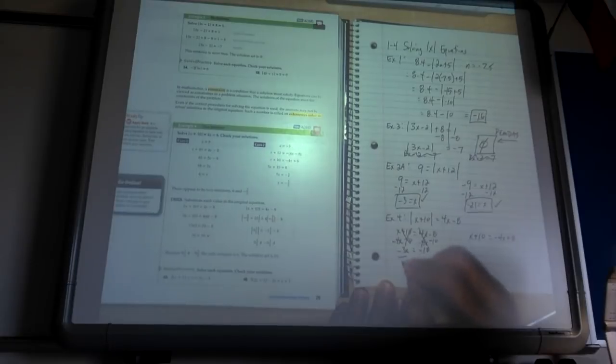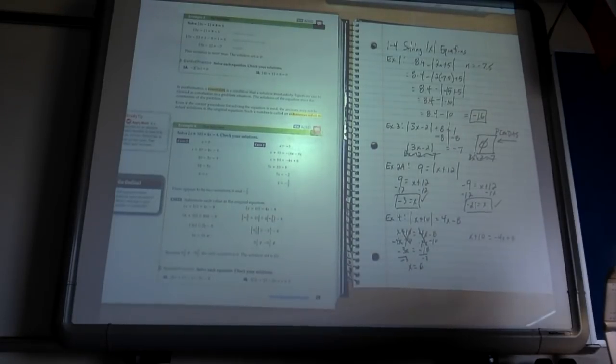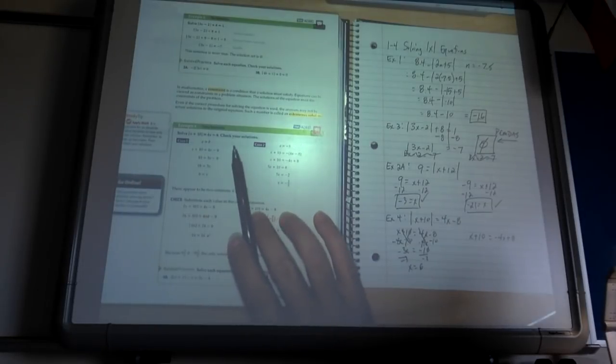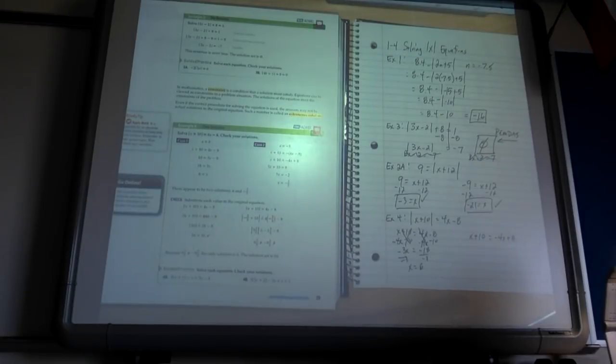I'm going to divide now by negative 3. Pretty simple. And I get that x equals 6. All right, there's one answer that we think might be right. But we're going to have to check it in a second. If you'll notice in the instructions right here, it says check. All right? So we got to pay attention.